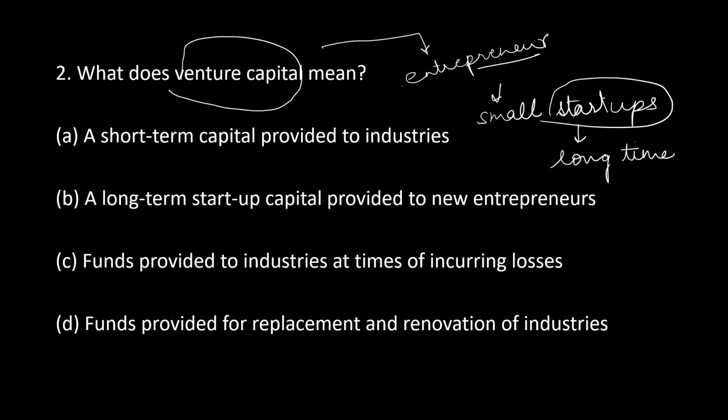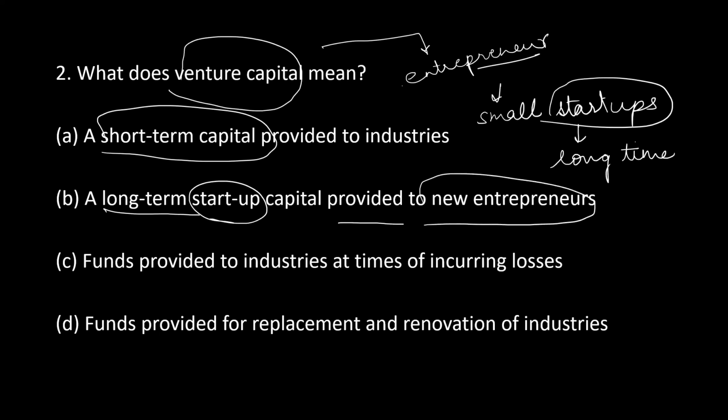First option is it is short term capital. No, it is not short term capital. Second is it is long term capital for the startups, which is provided to the new entrepreneur. This is correct. Next is funds provided to the industries at the time of incurring losses. No, not at the time of losses, even at the time of beginning. Funds provided for replacement and renovation of industries. This venture capital is mainly provided for starting up the companies.